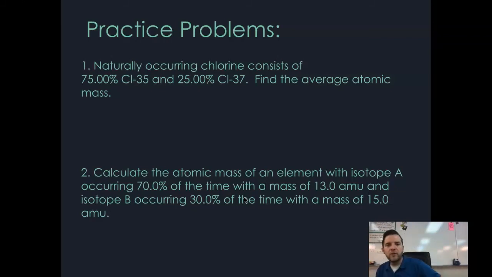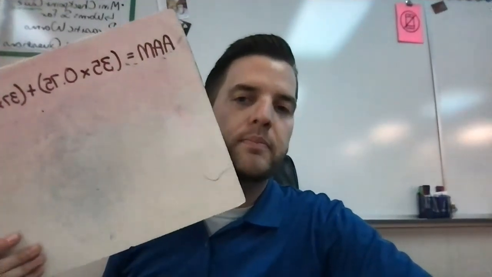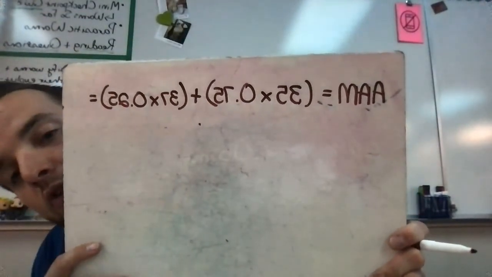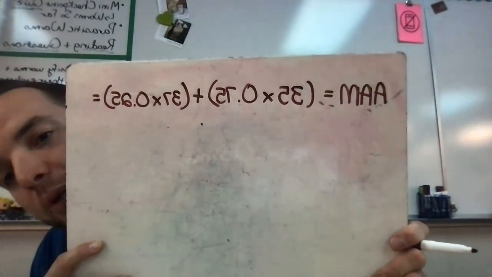So this one, naturally occurring chlorine, has 75% chlorine 35, 25% chlorine 37. So calculating average atomic mass. I have my first isotope, which is chlorine 35, so I have the mass number 35, times the decimal abundance, 0.75, close parentheses, plus my second isotope. 37 is the mass number, times 0.25, close parentheses, equal, okay? So this is how I've set this up. 2 isotopes, 2 mass numbers, 2 decimal abundances. It's just the percent abundance divided by 100.